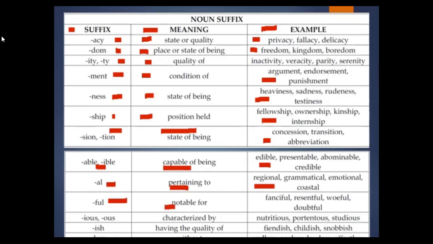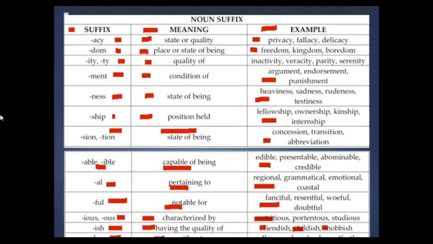-Ful, notable for: fanciful, resentful, woeful, doubtful. -Ous, characterized by: nutritious, portentous, studious. -Ish, having the quality of: thinnish, childish, and snobbish. And the last one, and we have seen an example before, is -less, which means without. You can find it in endless, ageless, lawless, and effortless.